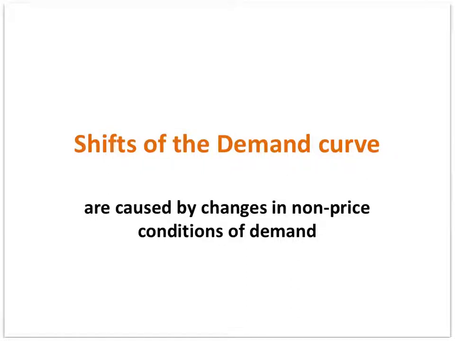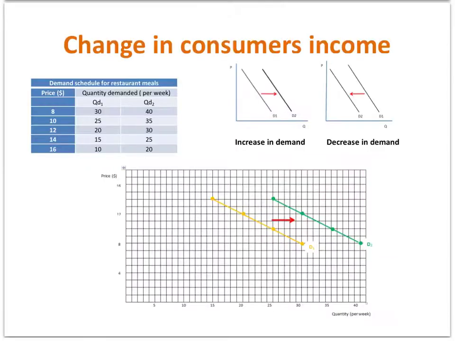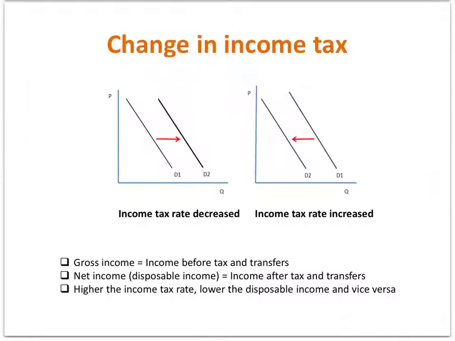Shifts of the demand curve are caused by changes in non-price conditions of demand. We will first look at the effect of changes in consumers' income. When consumers' income increases, they will be willing to buy more at each price, so the demand curve will shift to the right. And vice versa, when their income decreases, they will be willing to buy less at each price, so the demand curve will shift to the left.